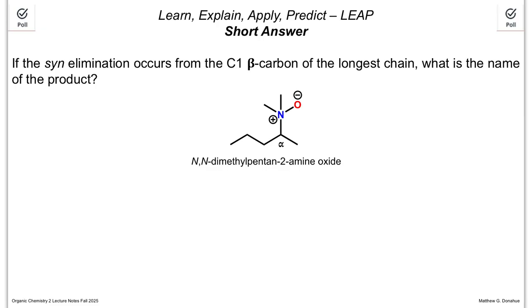And it's kind of the opposite now, where you want to form the more substituted alkene. And so when you look at those beta carbons, you want to abstract from the one that has the least number of hydrogens. So this one has 2, that one has 3.